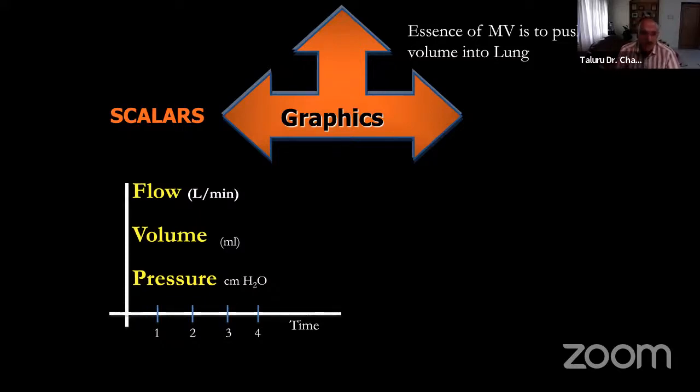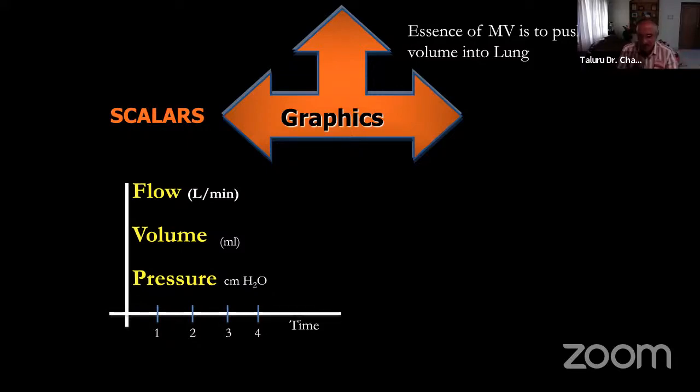In the pressure time scalar, I have shown you that the peak pressure comes, then you put an inspiratory hold, you get a plateau pressure, and the difference between the plateau pressure and the PEEP is the driving pressure. So we are aware of the pressure versus time scalar, but let us also look at flow and volume. Flow also I showed you when I spoke about the modes in the last session, but these are the three components.